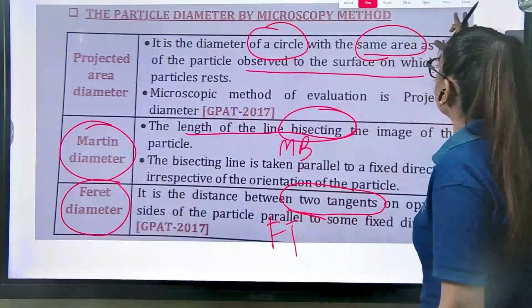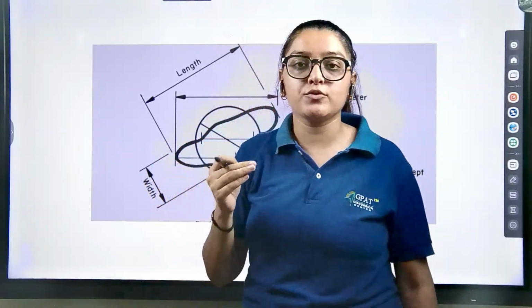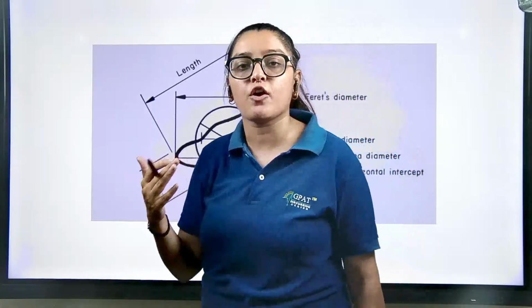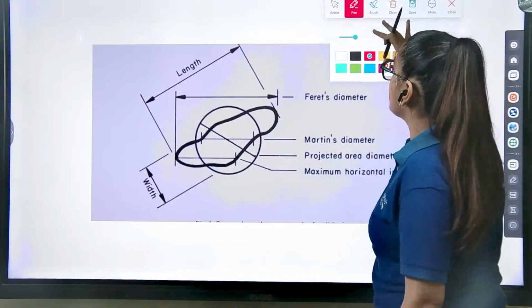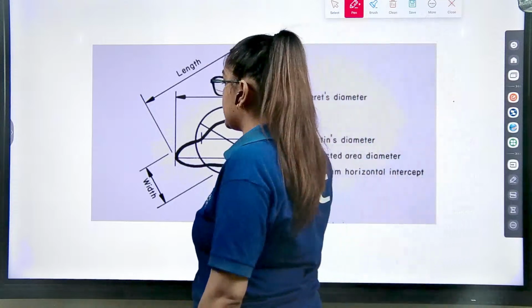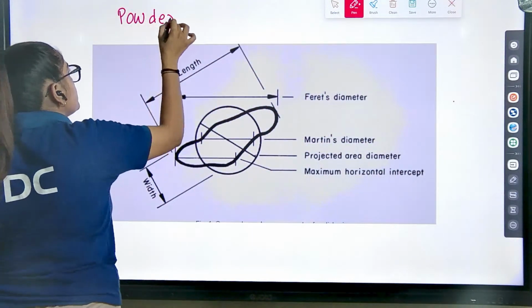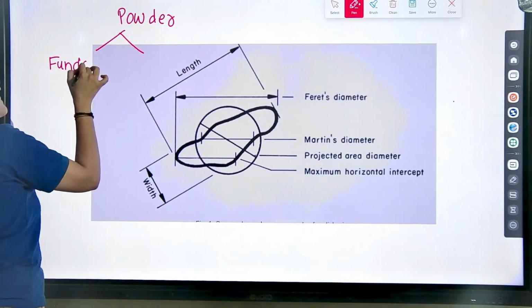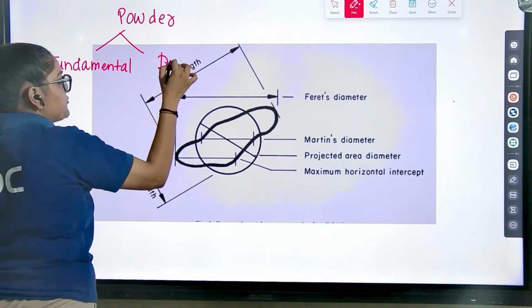Okay, so by far you have covered what exactly you are going to see. We are going to learn more and more about the nature of the particle, right? Basically, we can divide the powder properties into two types: fundamental and derived.